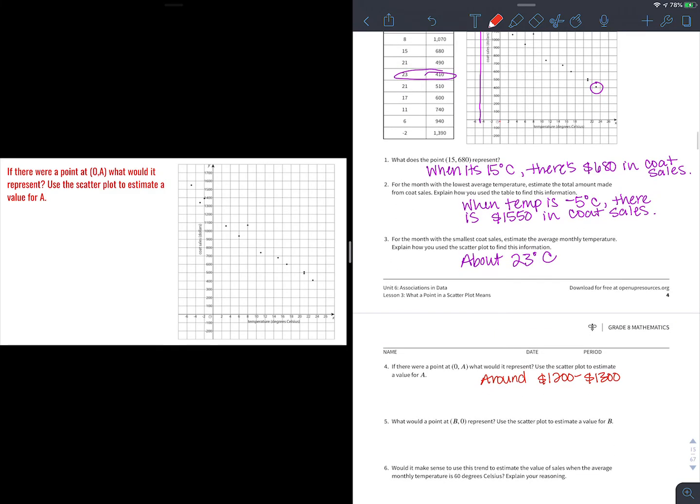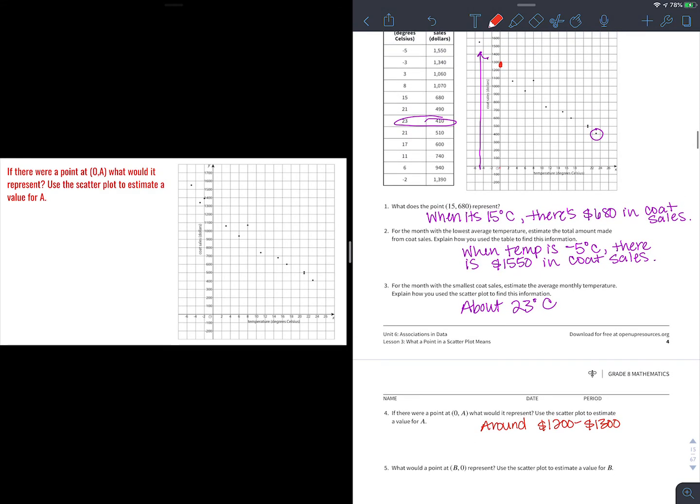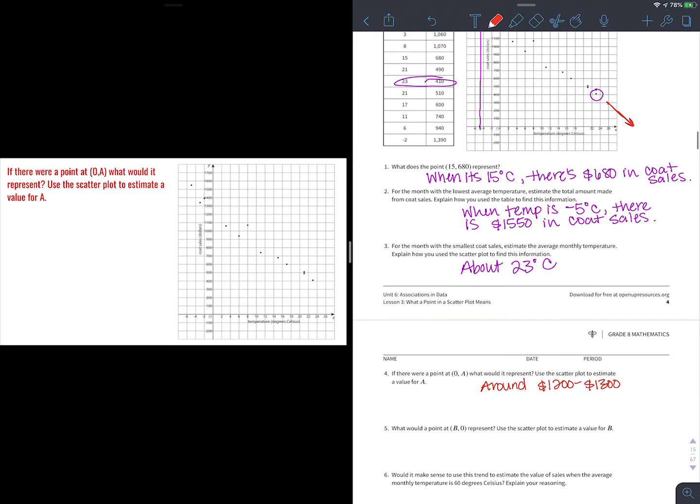And then in reverse, what would point (B, 0) represent? So what would the x value be when that y value is 0? Honestly, I'm looking at that trend and I'm seeing maybe 30 degrees. I would say around 30 degrees.